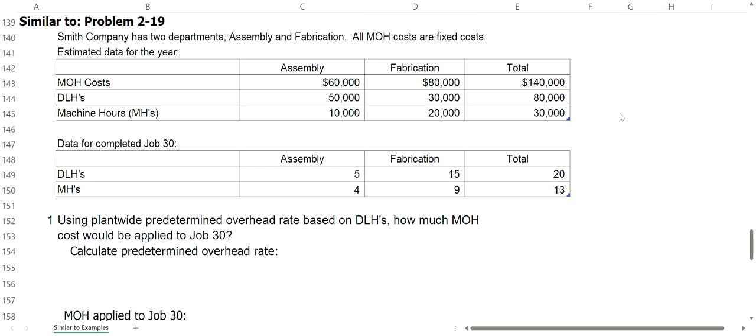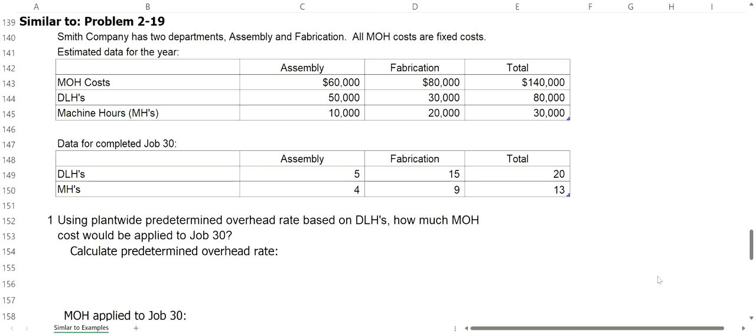We learned about using a plant-wide overhead rate, using just one activity to apply all overhead. And then we also learned about applying overhead by department, using a different predetermined overhead rate for each department. Now we're going to compare the two and talk about why we might want to use the departmentalized way of applying overhead as opposed to plant-wide.